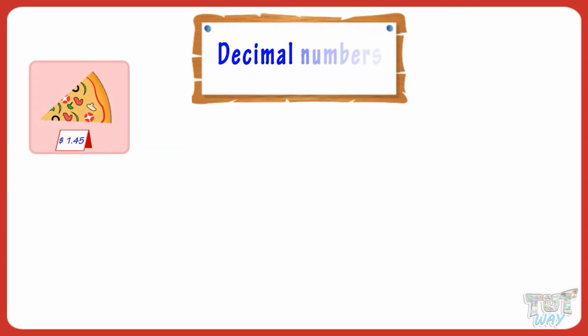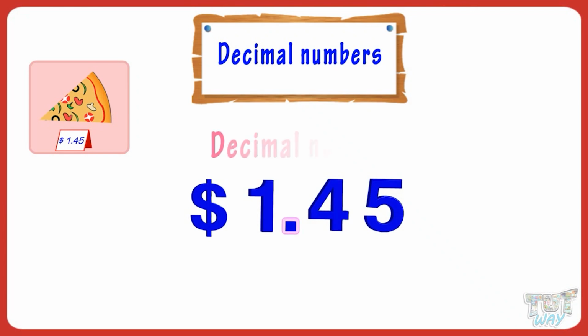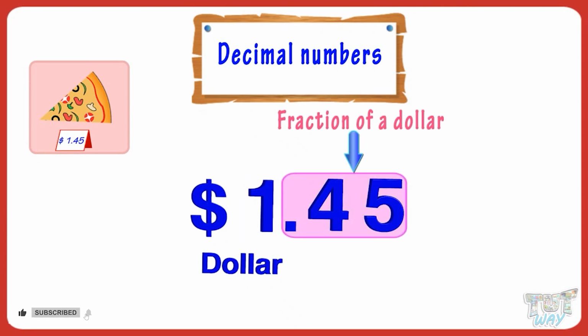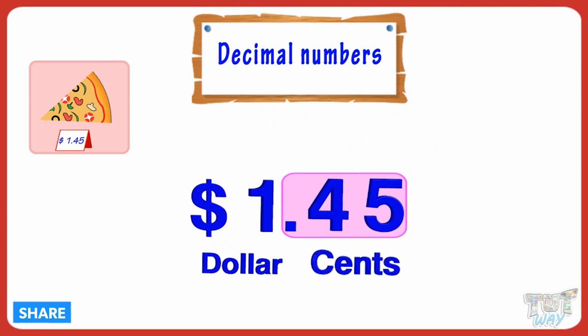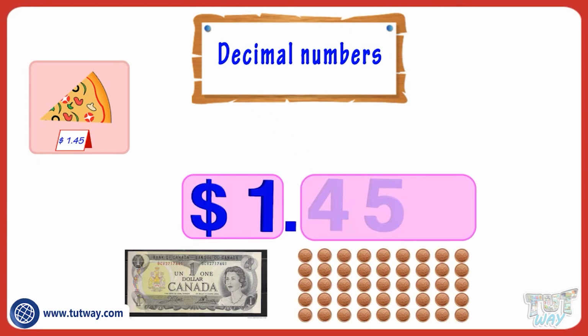A slice of pizza costs 1.45. Here it is a decimal number, where 1 is a whole number representing $1, and 0.45 is a fraction of $1, and it is 45 cents. So, 1.45 means $1.45. Let's take another example.